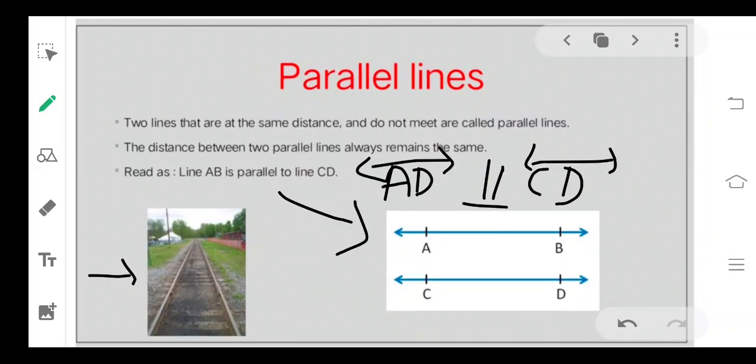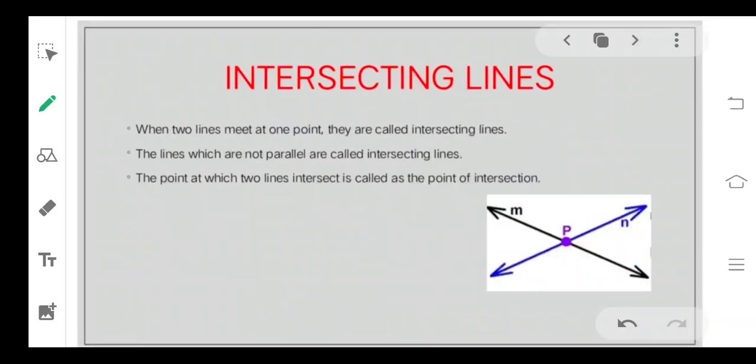Now we are going to learn about intersecting lines. When two lines meet at one point, they are called intersecting lines. In this adjoining picture, you can see that line M and line N intersect each other at point P. The lines which are not parallel are called intersecting lines. The point at which two lines intersect is called the point of intersection. You can see they intersect at point P.